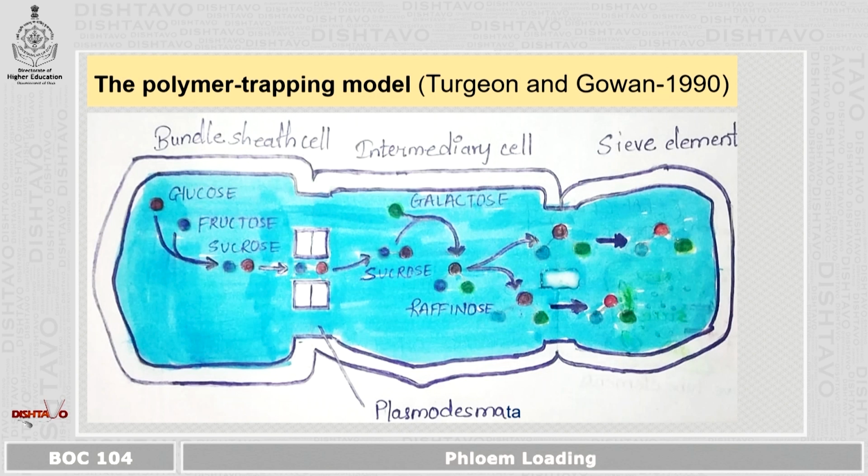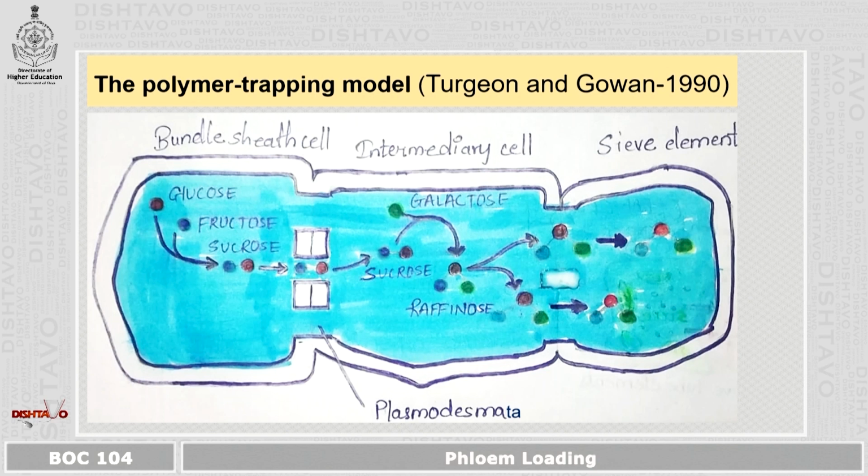Here there are three cells which are labeled. Bundle sheath cell, intermediary cell. This middle cell, that is known as the intermediary cell, is nothing but a companion cell. It is named the intermediary cell because it has a high amount of cytoplasm. And the third is the sieve element, which is going to transport the sugar into the sink tissue.